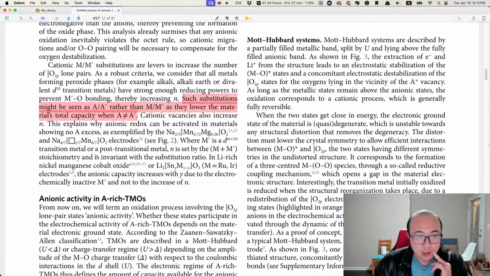Or post-transition metal. This is invariant with the substitution ratio, be lithium-rich nickel cobalt. The ionic capacity increases with Y due to the electrochemical activity and not to the increase of N.